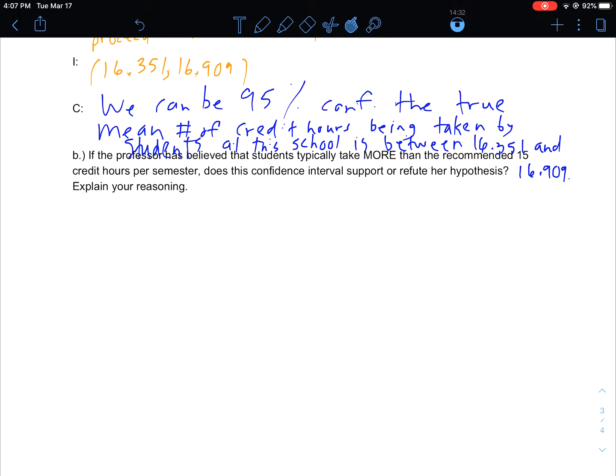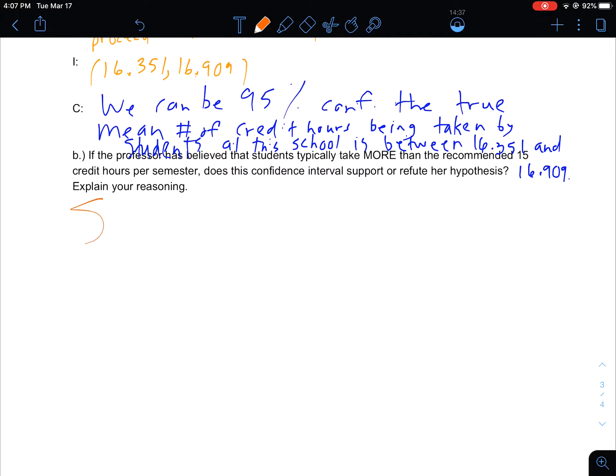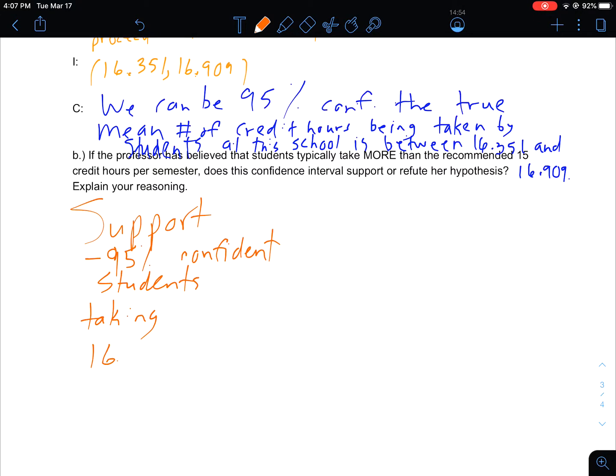So again, when they go to this next part, it says here, the professor has believed that students typically take more than the recommended 15. Does this confidence interval support or refute her hypothesis? This certainly supports it. Again, we are 95% confident students are taking much more than 15. So if you're 95% confident students are taking between 16.351 and 16.909, 15 is nowhere near there. So you would definitely support their claim here.